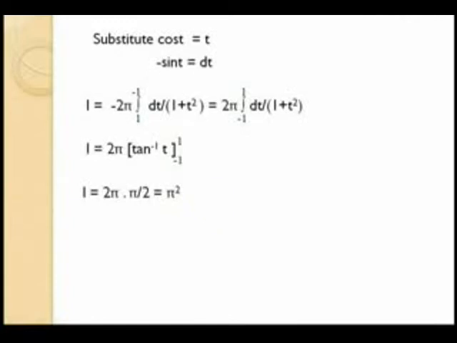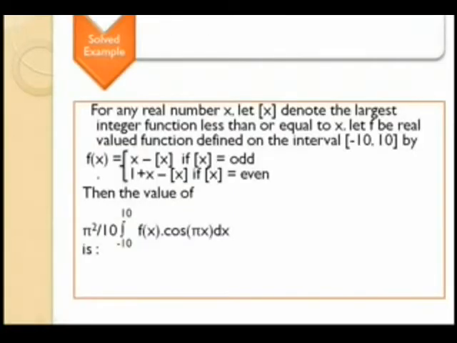...is equal to pi square. Let's try to solve a very good example. For any real number x, let [x] denote the largest integer less than or equal to x. Let f be a real valued function defined on the interval -10 to 10 by f(x) equal to x minus [x] if [x] is odd, and is equal to 1 plus x minus [x] if [x] is even.